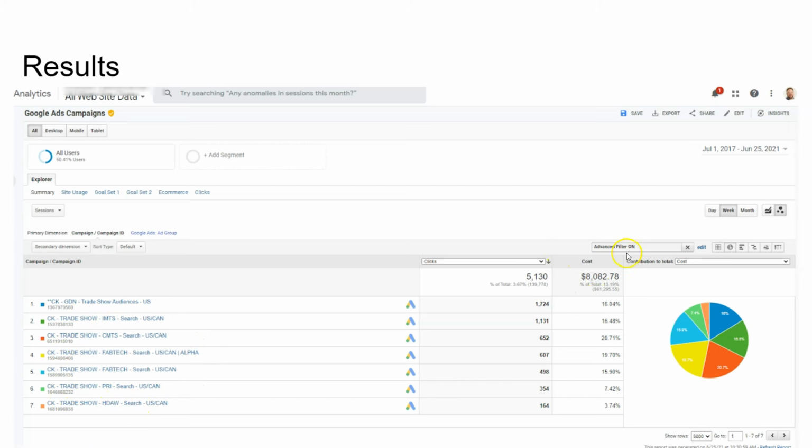You can see they invested about $8,000 for the whole year. And honestly, $8,000 compared to what they were spending to attend the trade shows is kind of a drop in the bucket.